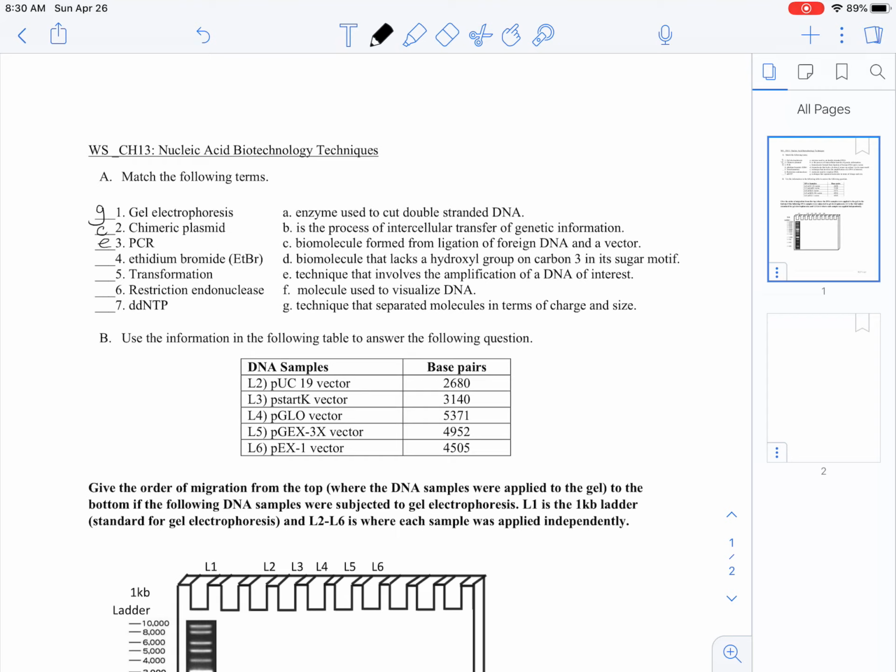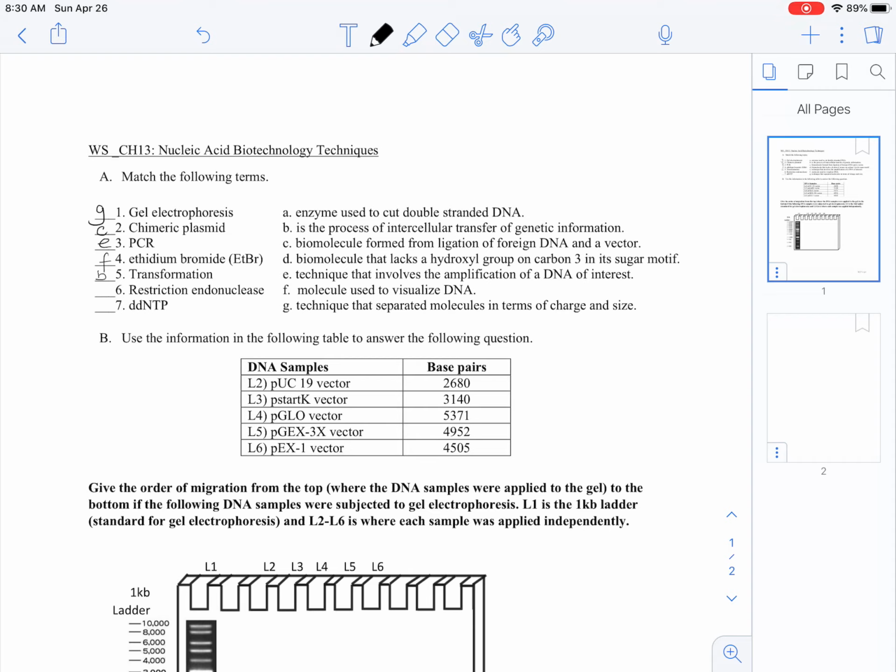Number 4, ethidium bromide is letter F. That is a molecule used to visualize DNA. Number 5, transformation is letter B. It is the process of intercellular transfer of genetic information, and we utilize it in order to follow the steps from cloning. It's one of the steps that we need to do in order to find the correct construct of our chimeric plasmid.